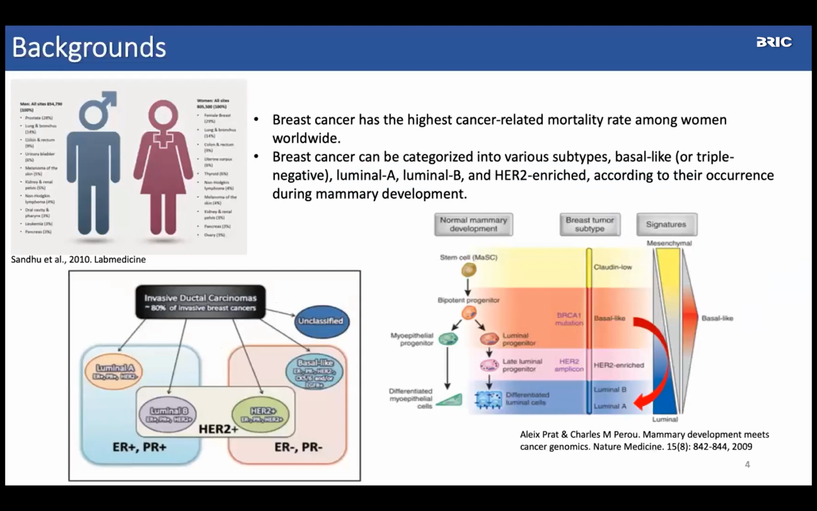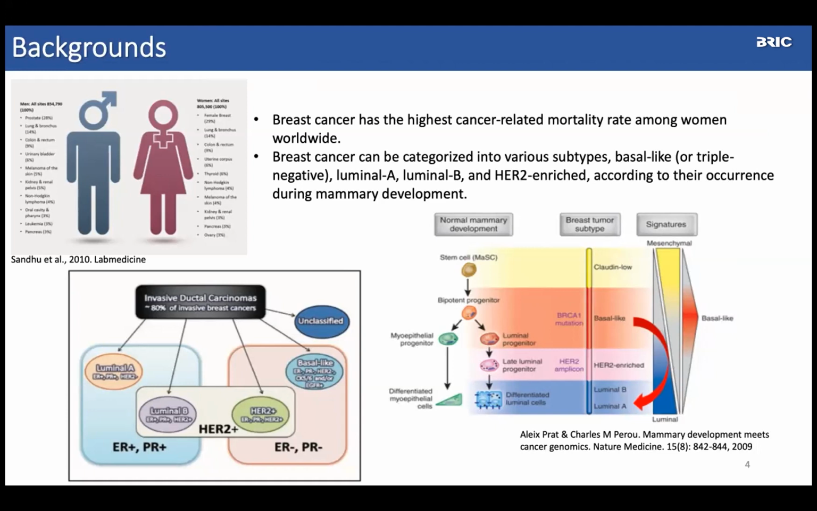So breast cancer has the highest cancer-related mortality and highest incidence rate among women worldwide. And this can be divided into 4 major subtypes called basal-like or triple-negative, luminal A, luminal B, and HER2-enriched subtypes. Other than triple-negative breast cancer, they can usually be treated with hormonal therapy, or there are targeted therapies available for those subtypes, whereas basal-like or triple-negative breast cancer doesn't really have specific therapy, so they usually have to rely on chemotherapy for treatment.